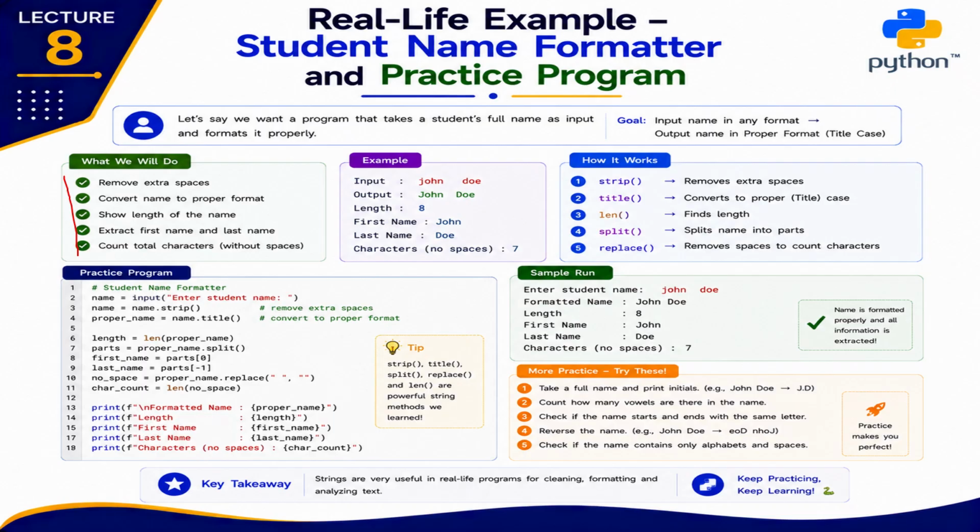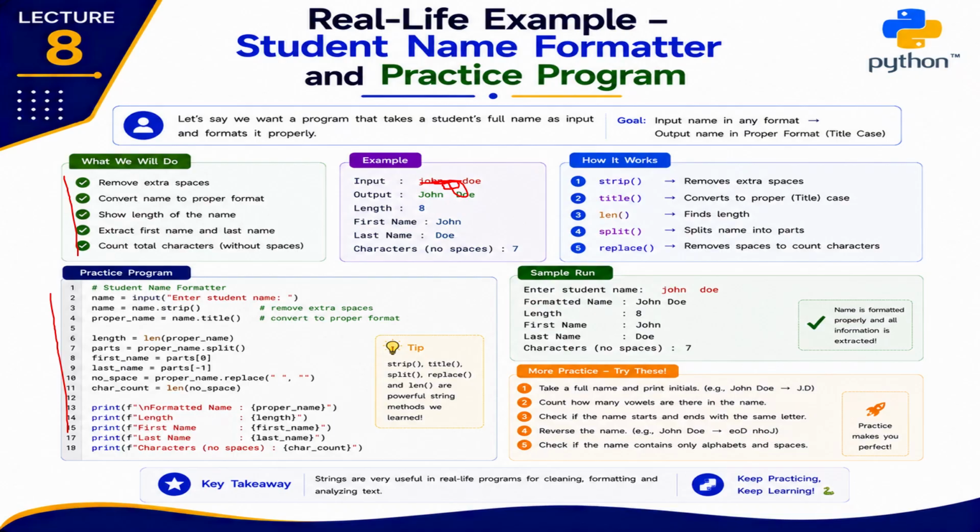Now, let's understand the program. You can see here name is equal to input, enter student name. I am explaining the program line by line. Here we ask the user to enter the student's full name. For example, the user may type John Doe. Notice that there may be extra spaces or lowercase letters. Here you can see the extra spaces and the lowercase letters.